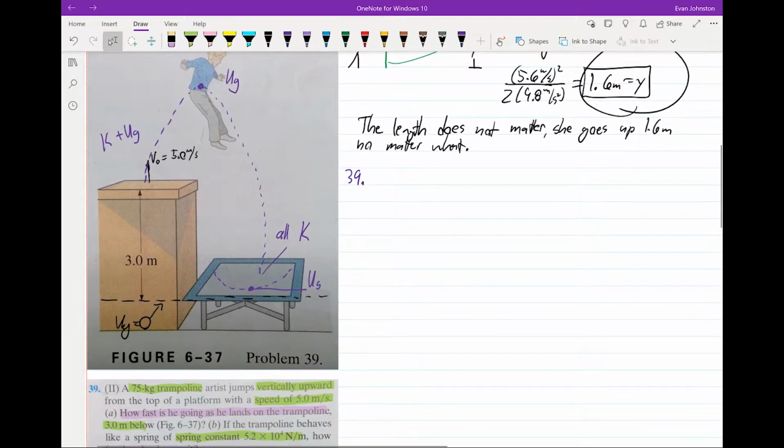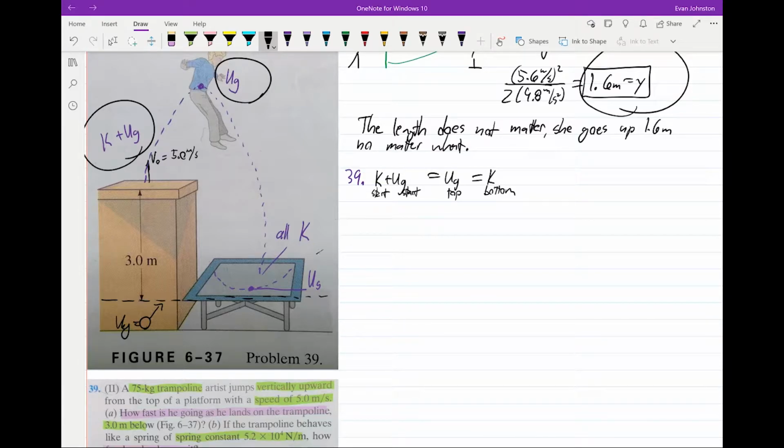And the way that I would like to write this out is, I'm going to write it as the kinetic and potential in the very beginning. So I'm going to say start and start equals the gravitational potential at the top, and that equals the kinetic at the bottom. That's how I'm going to choose to write this. Maybe you chose to write it in words instead. You could say the energy at the beginning equals energy at the top equals energy at the bottom.